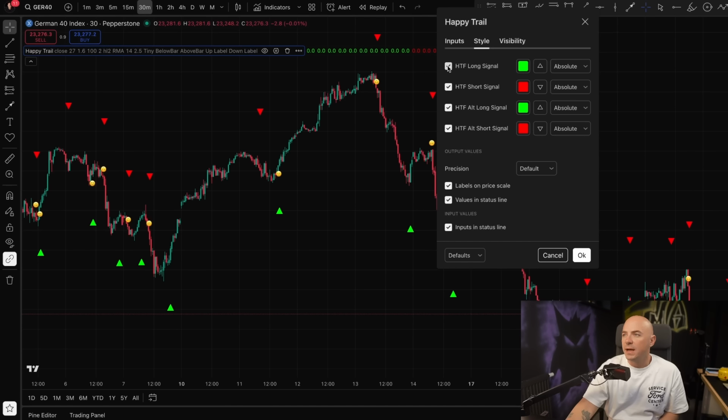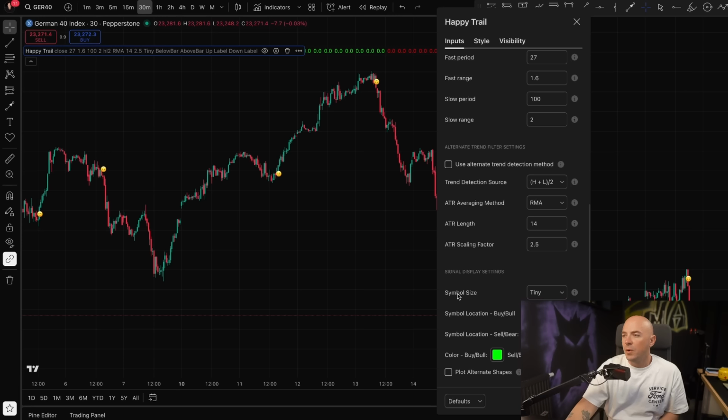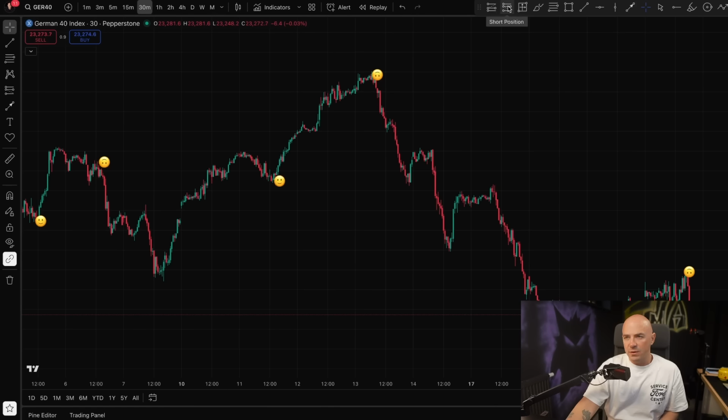And what you want to do on the style is uncheck all of these boxes right here and turn off case 1 and turn on case 4. And because I'm old, I increase the symbol size to small. That will make the symbols a little bit bigger. I've been having fantastic results with this.